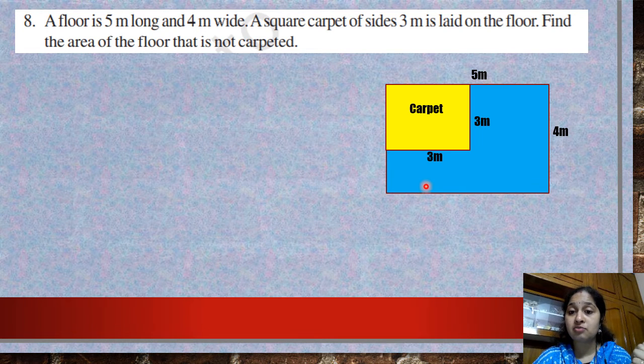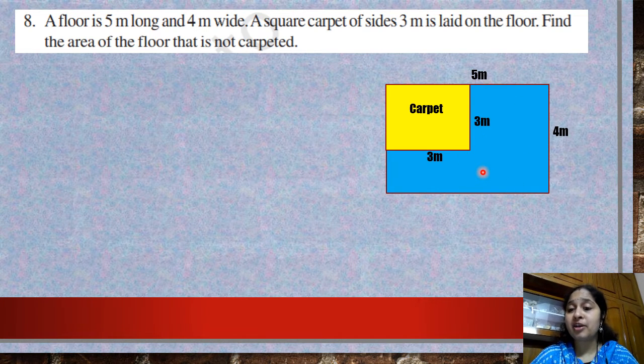So can you see this figure, children? The blue area is the floor, and to that blue area we are placing a carpet which is in yellow color. Just an imagination, children. So this carpet is placed which is 3 meters by 3 meters. So what is the area which is not carpeted? It's nothing but this blue area.